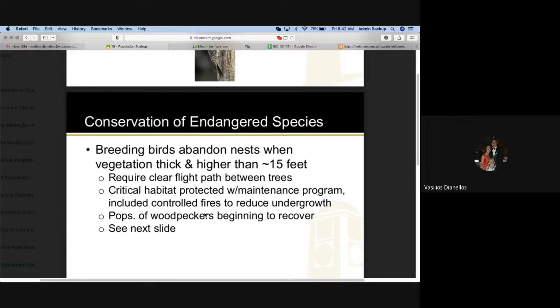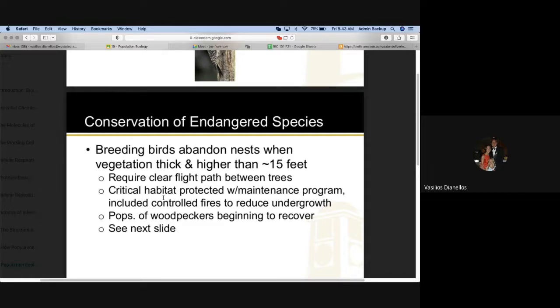If the vegetation around those trees gets too thick and too high, specifically higher than about 15 feet, like somebody did the studies, they know how tall it can't get, the maximum height. The reason they can't have vegetation higher than that is because they require a clear flight path between trees. They need to be able to quickly go from this tree to that tree to this tree to that tree. Try to just imagine a bird bouncing around from tree to tree, right? And they need a clear flight path.